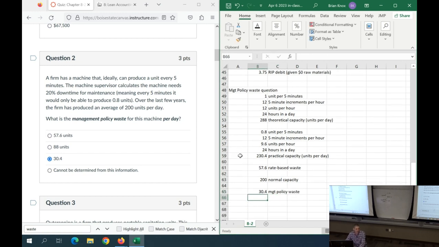So the firm's going to ideally try to find out, well, why do we not reach our practical capacity? Is there any way we can decrease that waste to get normal capacity over time up closer to practical capacity? What management policies can we introduce to kind of do that over time?